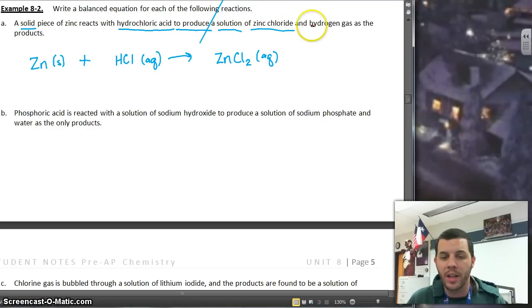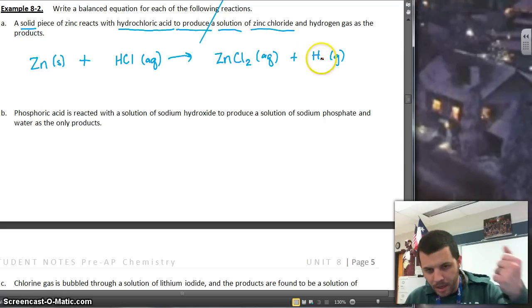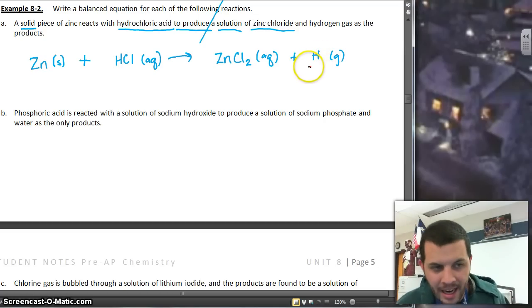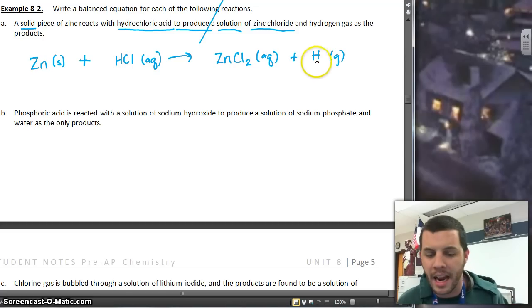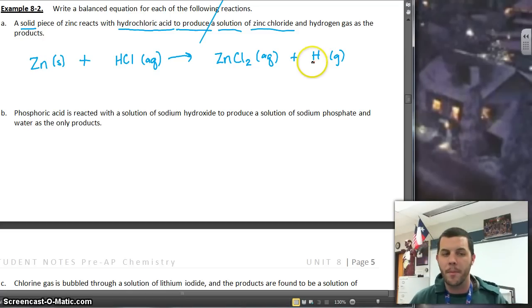Okay. Our last product is hydrogen gas. Okay, so I'm going to put H. Okay, and then I'm going to put (g). Now, hopefully a lot of y'all are noticing that I have a big giant problem right now. I can't just put H. Why not? Because hydrogen is a diatomic. Okay, so since hydrogen is diatomic, remember H7, okay, since this is diatomic, I know that this isn't just H, it's H2. That's my molecule.